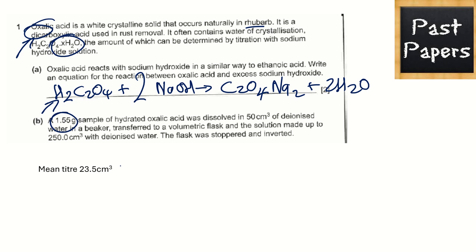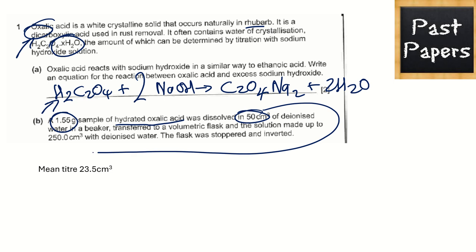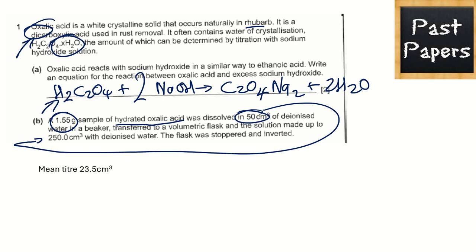We started off with 1.55 grams of the hydrated oxalic acid, so that's with the water, and that was put into 50 cc's in a beaker. That was then transferred from the 50 and made up to 250. Now I've chopped out part of the question here by the looks of it, but what we'll say is that 25 cc's of this was used in the titer, and the mean titer is 23.5. So I've got to go from there.